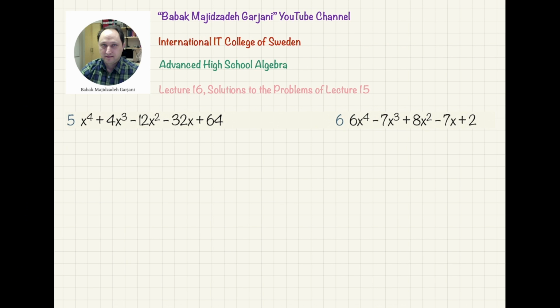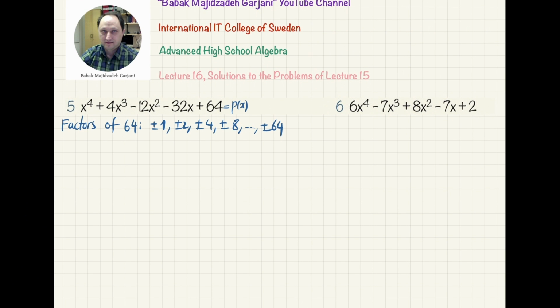Okay, we want to factorize this polynomial now. It's a polynomial with integer coefficients, so we just follow the same rules. Let me just call it again p of x for simplicity. I need to consider the factors of 64, which are plus and minus 1, plus and minus 2, plus and minus 4, plus and minus 8, and then you can continue up to plus and minus 64 finally. Okay, and then let us check the numbers one by one.